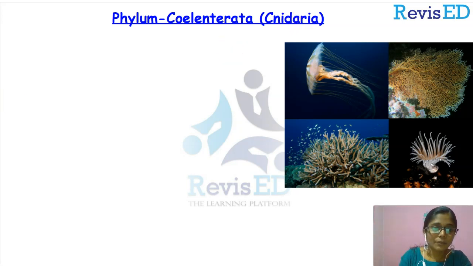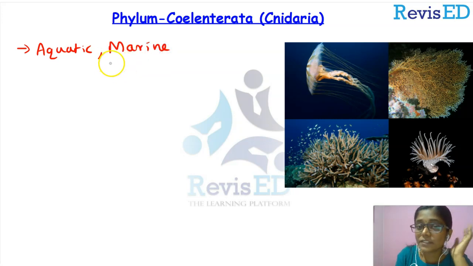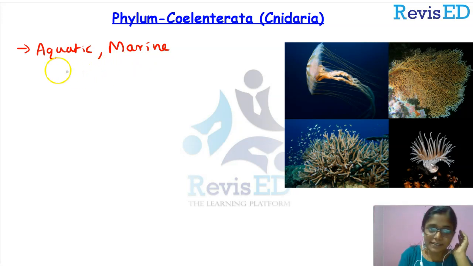Okay, now tell me, what is the habitat of these animals? Look at the picture, children, and tell me, what is the habitat of these animals? Yes, they are aquatic, right? And specifically, yeah, they are marine organisms. Most of the coelenterates or cnidarians are marine, right?